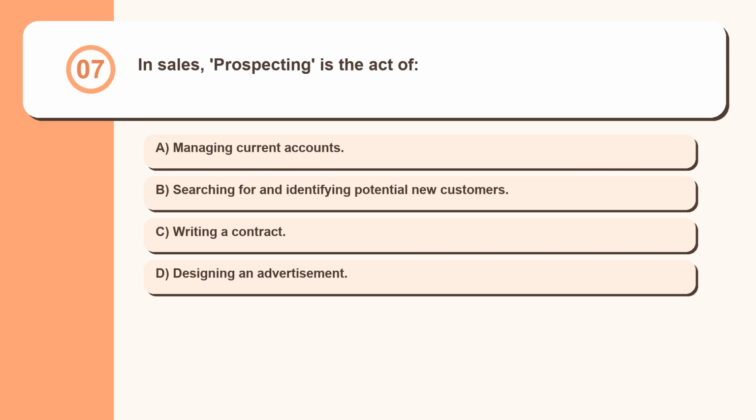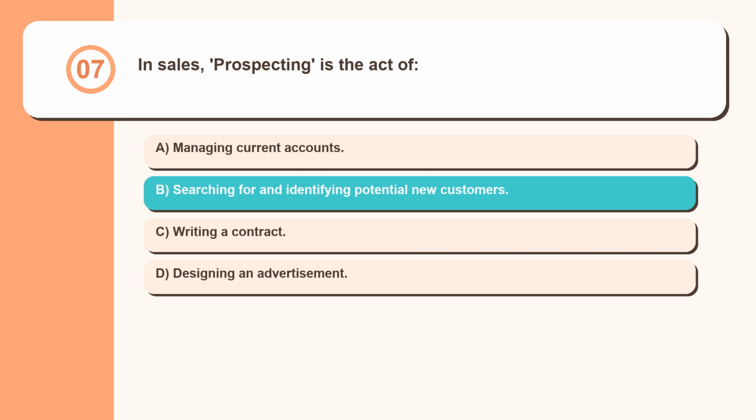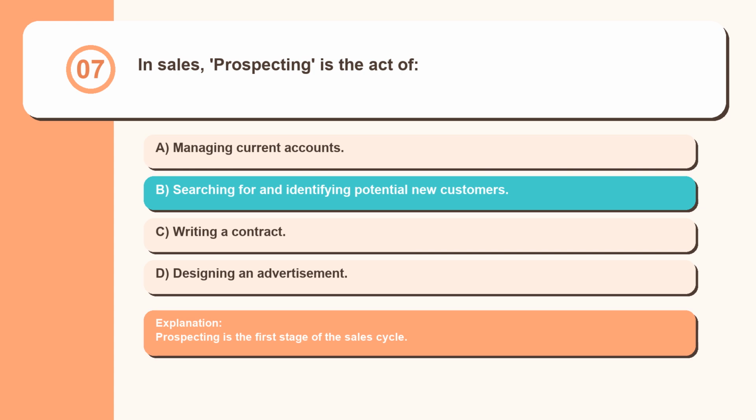Question 7. In sales, prospecting is the act of managing current accounts, searching for and identifying potential new customers, writing a contract, designing an advertisement. Prospecting is the first stage of the sales cycle.